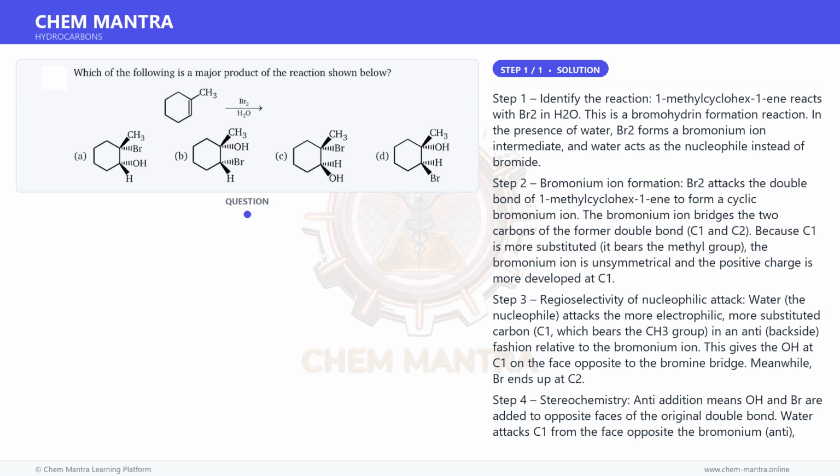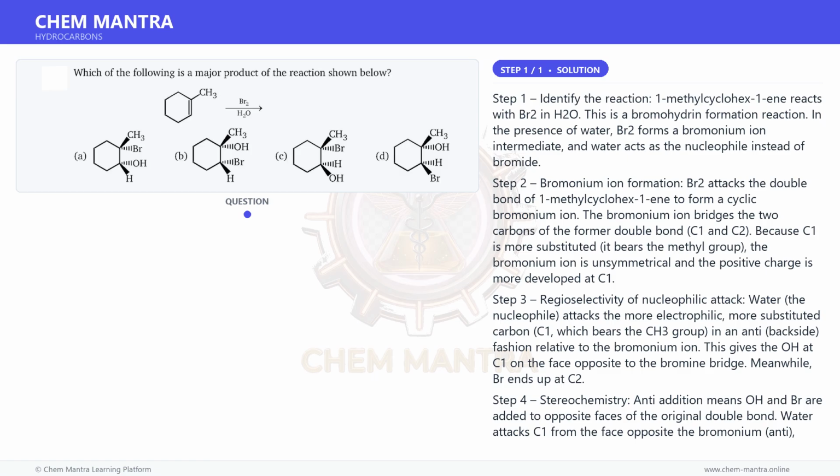Step 3. Regioselectivity of nucleophilic attack. Water, the nucleophile, attacks the more electrophilic, more substituted carbon, C1, which bears the CH3 group, in an anti-backside fashion relative to the bromonium ion. This gives the OH at C1 on the face opposite to the bromine bridge. Meanwhile, Br ends up at C2.